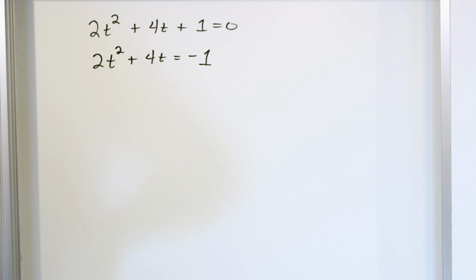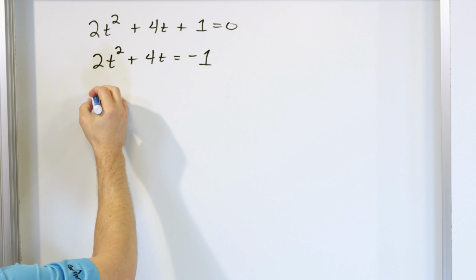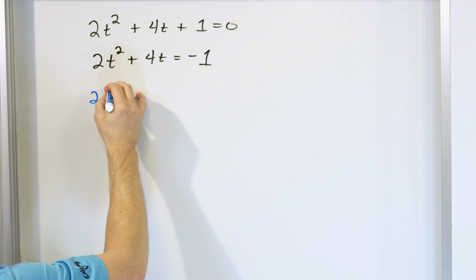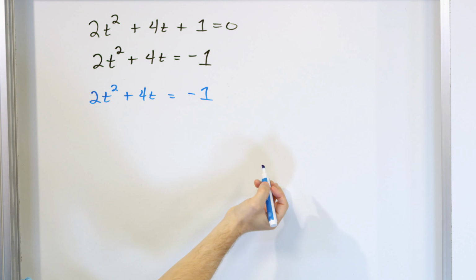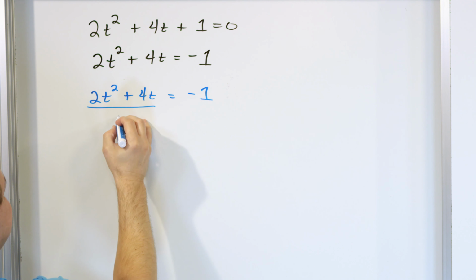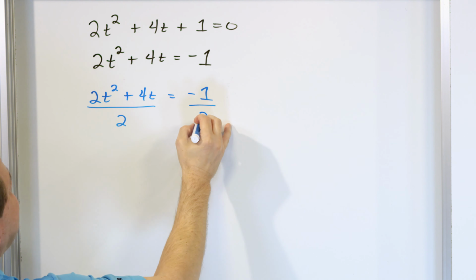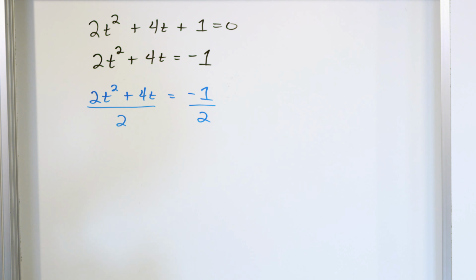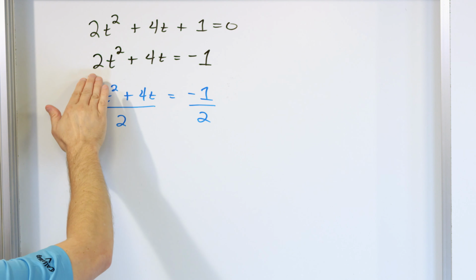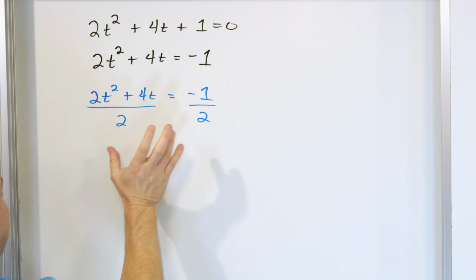So in order to write it out fully, I'm going to write the whole thing explicitly. So it'll be 2t squared plus 4t equals negative 1. Just rewrite the equation. I'm going to divide the left-hand side by 2, and I'll divide the right-hand side by 2. Some books will skip the step a little bit and just start canceling things. But really, I want you to see you're dividing the left-hand and the right-hand side by the 2.